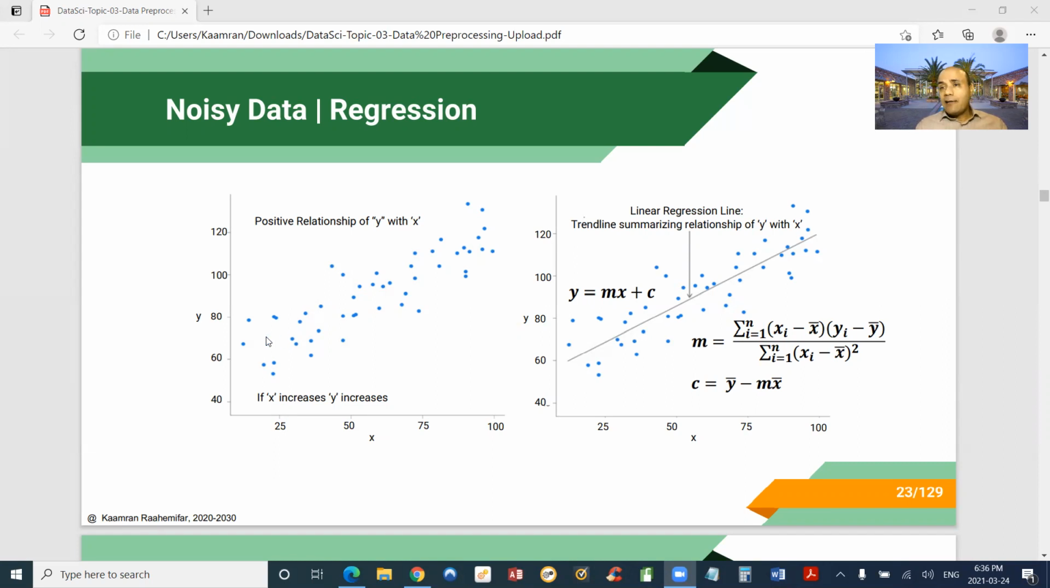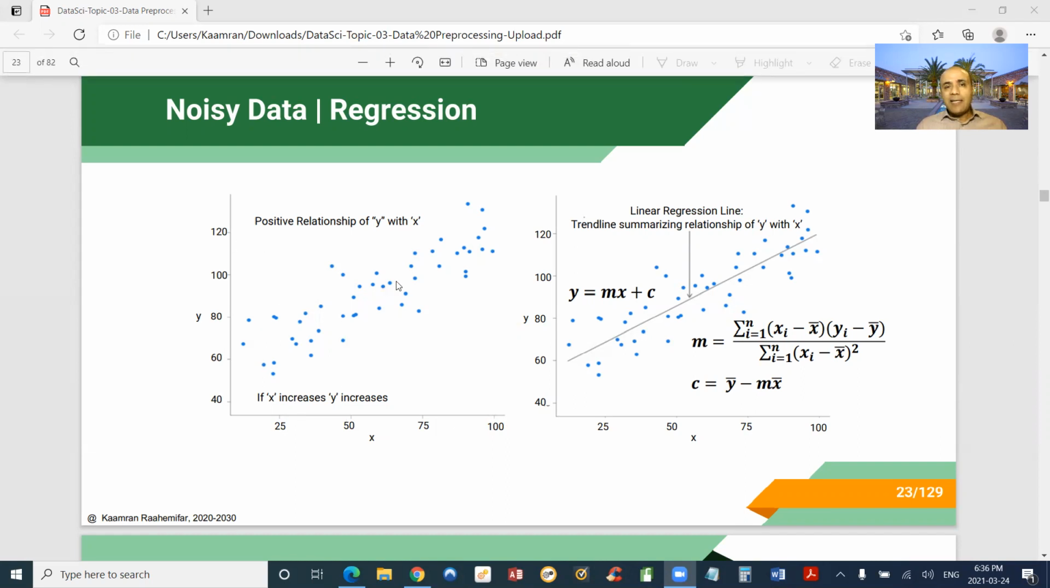Now, I collected the data, and the data seems to show some sort of trend. It seems that when X is increasing, Y is also increasing, and the data is moving this way. I can see the trend.